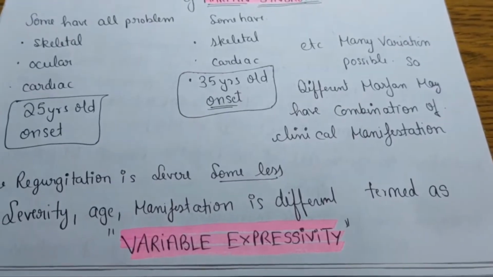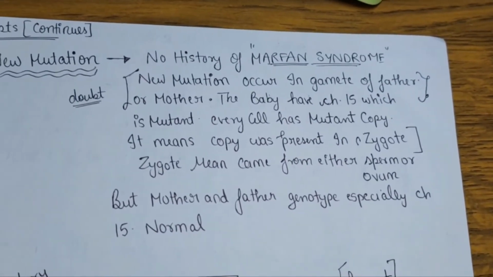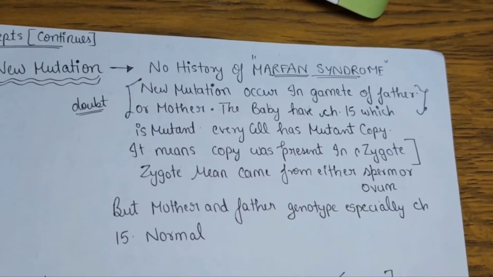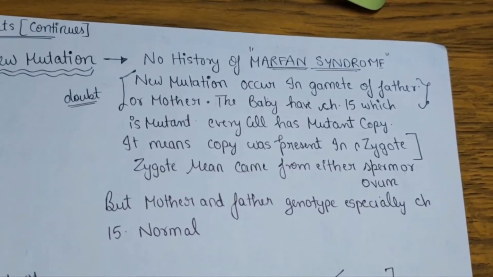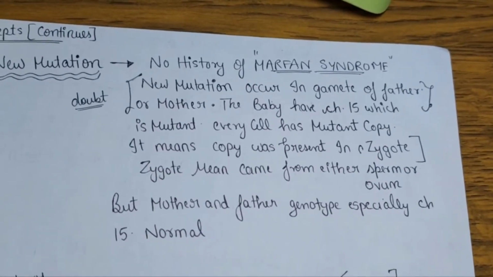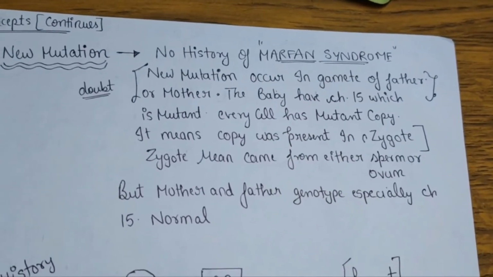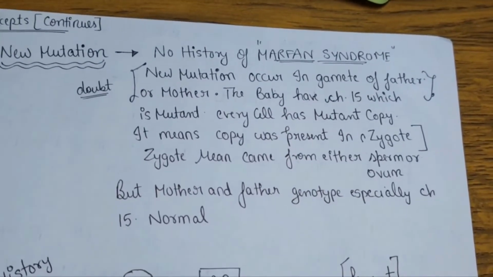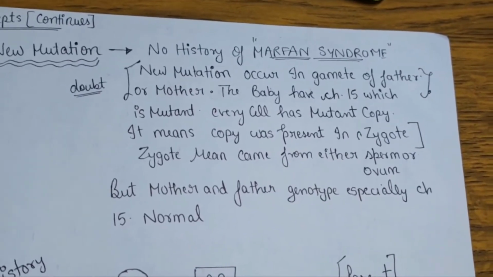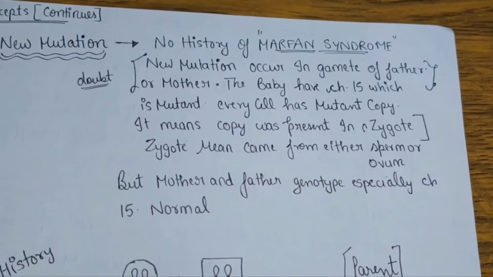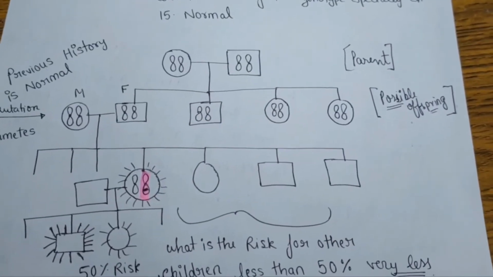Now we are going to discuss the concept of new mutation. A new mutation is the type of mutation which occurs in the gametes of either the father or the mother. This means that the mutant copy was present in the zygote, which means that the zygote got the mutant copy from either the sperm or the ovum, but the father and the mother, their genotype is normal.